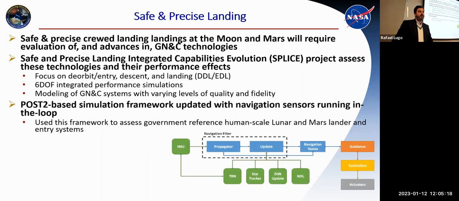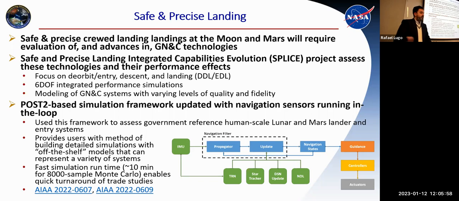And so what we did is we updated the POST2 framework to have engineering models of these sensors running in the loop with a filter. Here you can see you have sensors like an IMU, terrain relative navigation, star trackers, Deep Space Network updates, which is radio navigation, and NDL, navigation Doppler lidar, that's up here at Langley. We have engineering models for all these sensors that feed into an extended Kalman filter. That's our navigation filter, and that now feeds states and attitudes that go into our guidance algorithms, control algorithms, et cetera. We call that in the loop. This is navigation running in the loop.